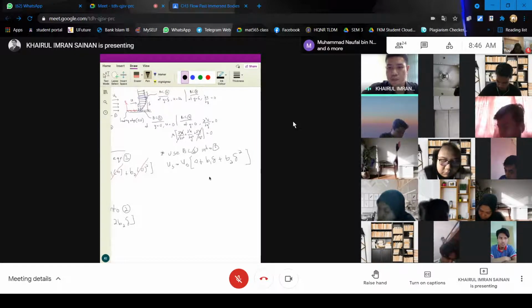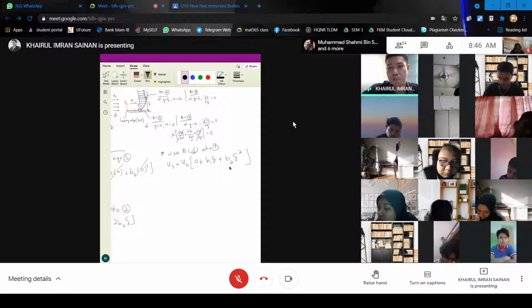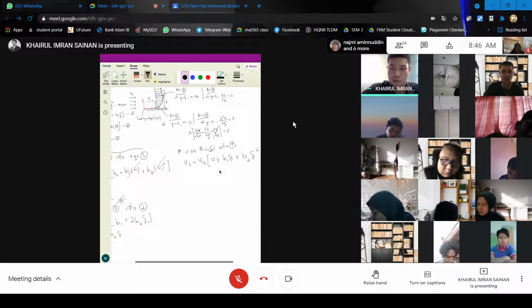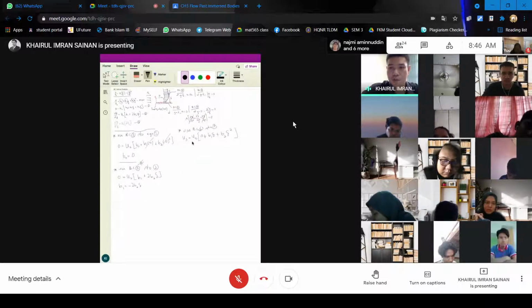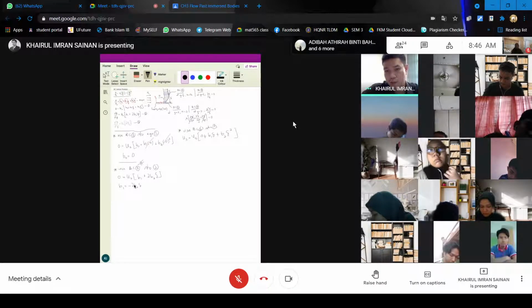So that becomes your equation, generally, when you put in BC2 into equation number 1. So basically, we have two equations now. This is the first equation, and this one is the second equation. So you can use this one. So you can put it there.